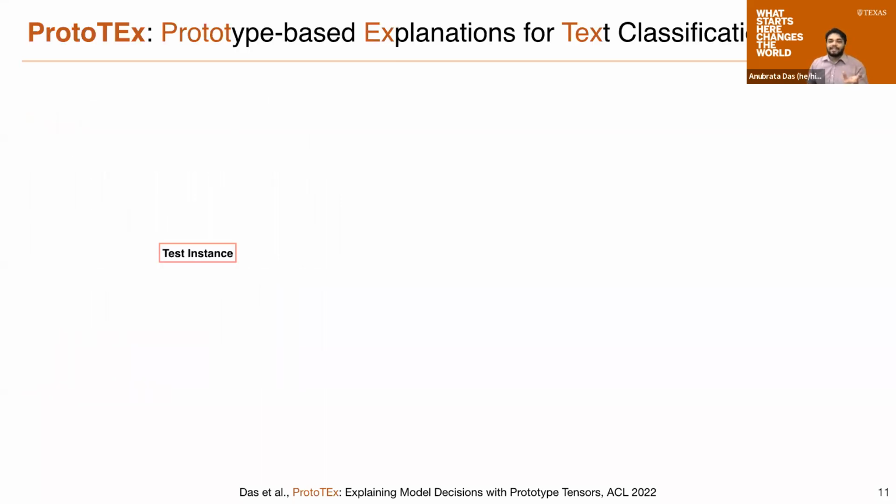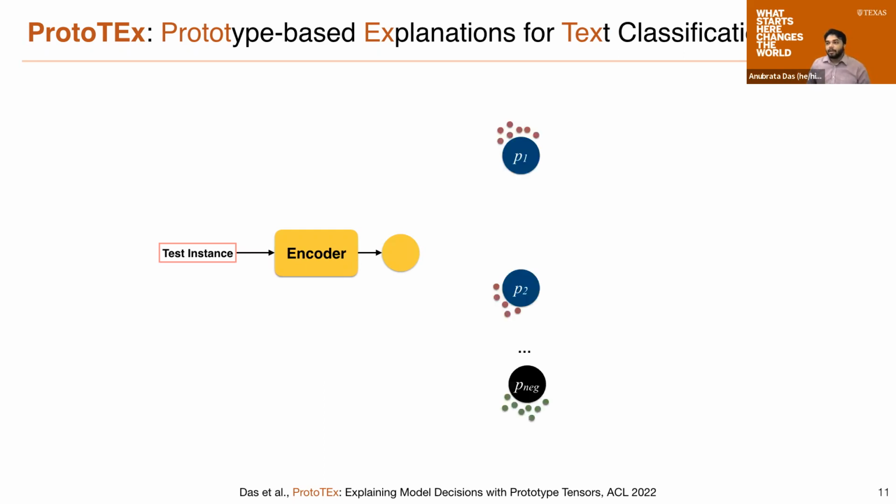So first, given a test instance, we pass that through an encoder, and this encoder could be anything of your choice or any encoder that comes out in the future. And then we have prototypes that are of the same dimension as the encoder representation. And once we have these prototypes, you can recall here that the prototypes are essentially soft clusters. That's what the red dots and the green dots represent around these prototypes.